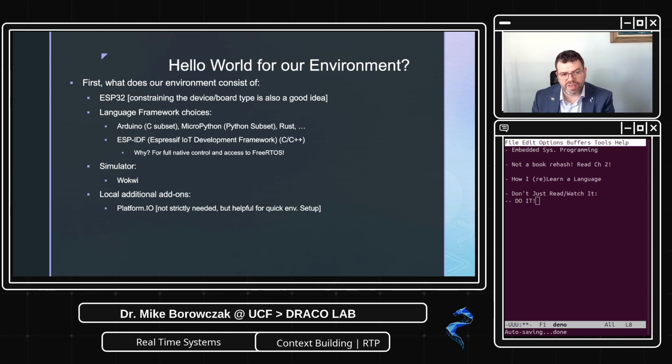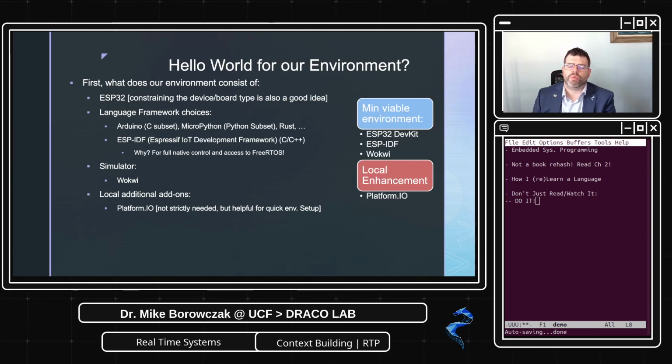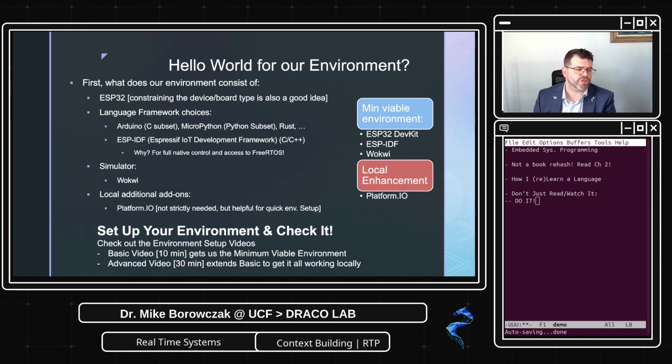And why are we doing that? Because we have access to FreeRTOS. We have a Wokwi simulator, and we also have local editions, PlatformIO, that are also in our environment if you've done a local install. Not strictly necessary, but super helpful. So minimum viable environment for us that I would consider ESP32 dev kit, ESP-IDF, Wokwi, right? And that set, especially the ESP-IDF, is also constraining our C choice as well. Local enhancement, PlatformIO, well, we won't talk about that too much.